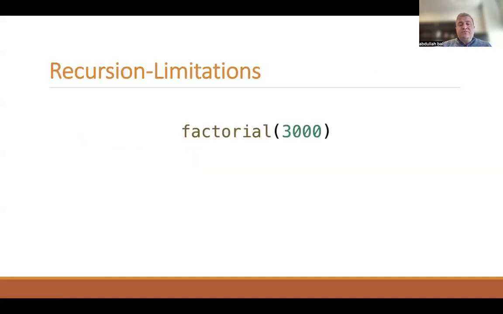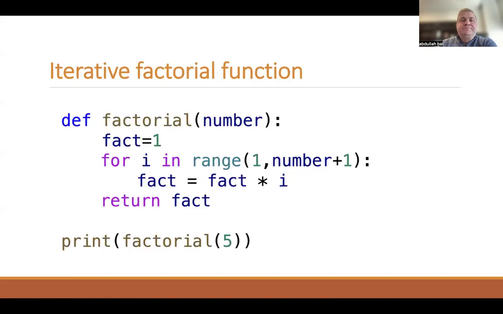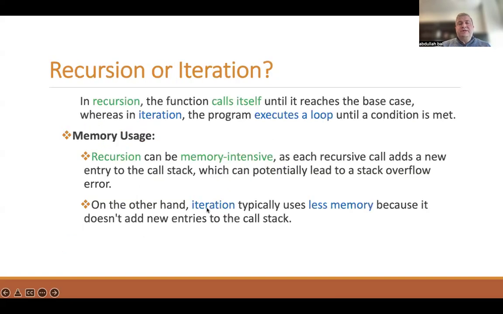If we run for factorial 3000, it will give an error because each programming language has a limitation. For example, Python has a limit of 2,970 function calls. If we exceed this number, it will give the maximum recursion depth exceeded error. Also, we can write an iterative factorial function using just one for loop, and we can get the same results.